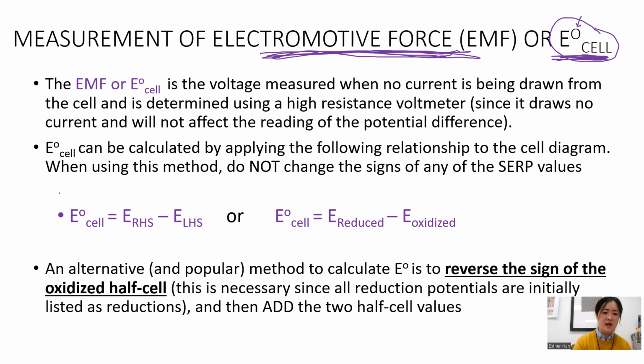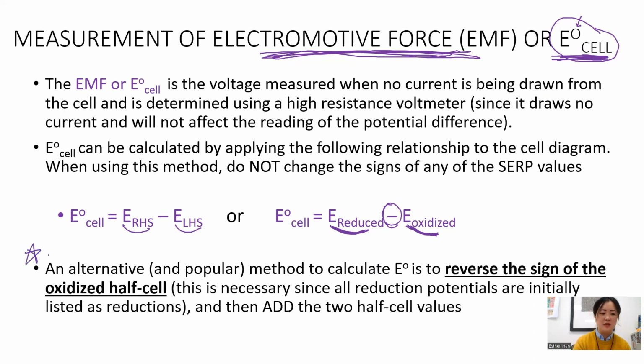I will tell you that the method you see over here tells you to do the right-hand side of your cell notation minus your left-hand side. Another way to say this is you take your E of the reduction minus the cell potential of the oxidation reaction, and there's a negative sign right here. So when you flip the oxidation one, you're going to change the sign, and then the negative comes right here.